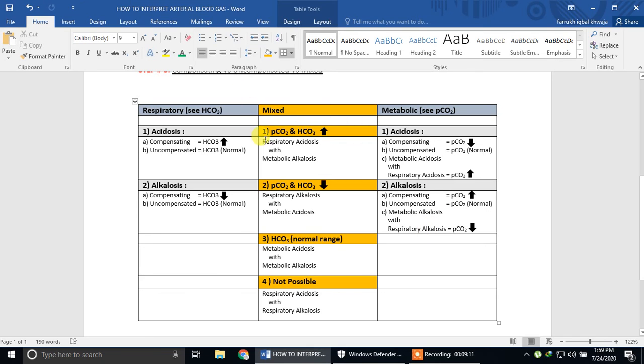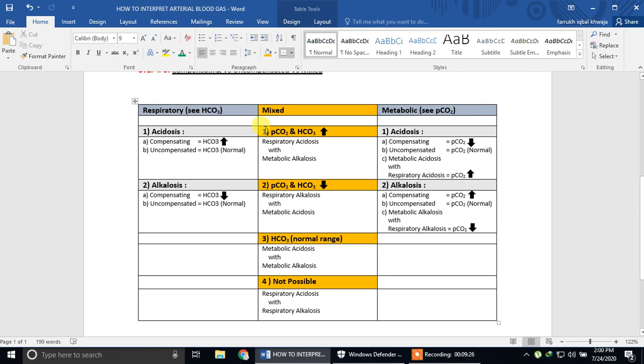Now, quickly, we come to the mixed type. In mixed type there are four possibilities, and the fourth possibility is not possible. So we are going to talk about the first, second and third.